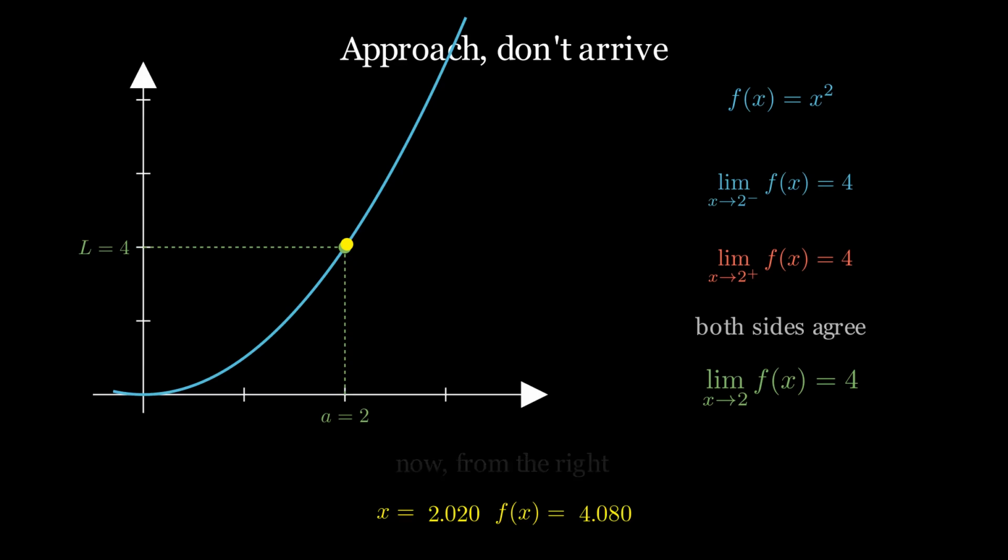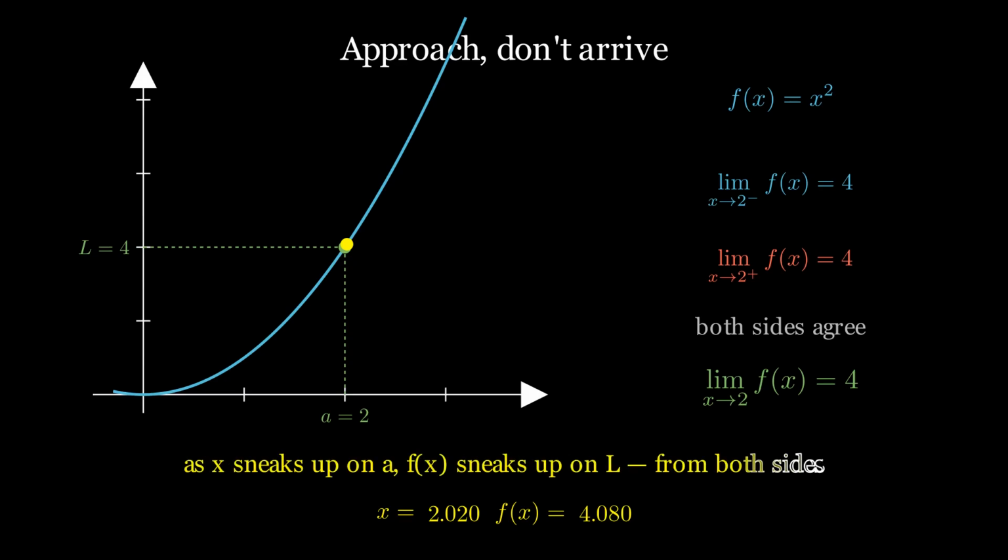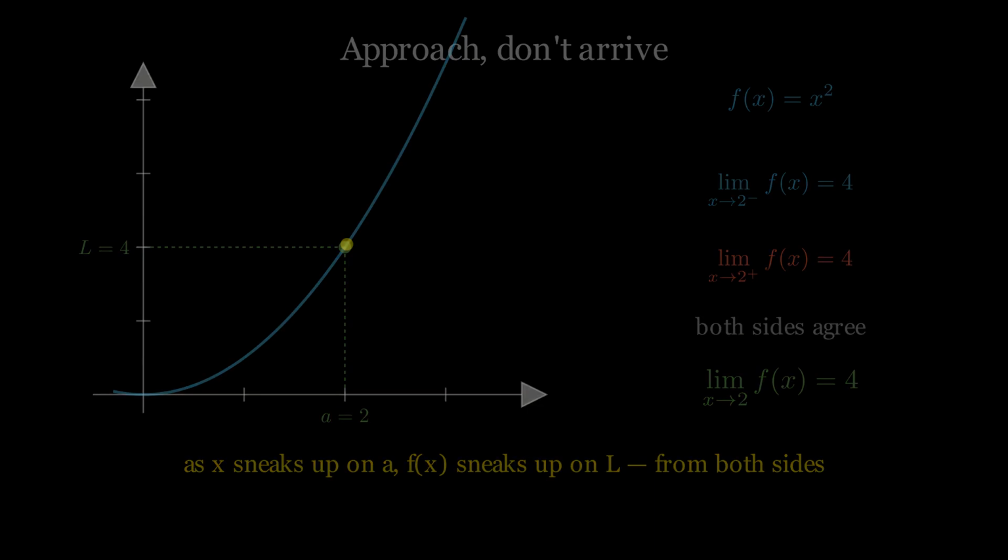That's the whole intuition. As x gets arbitrarily close to a, f of x gets arbitrarily close to L, and it has to do the same thing from both sides. Now, "gets close to" is a nice phrase, but it isn't mathematics. Here's how it was made precise.